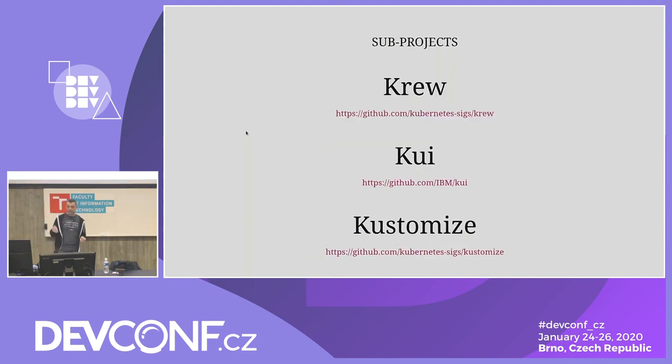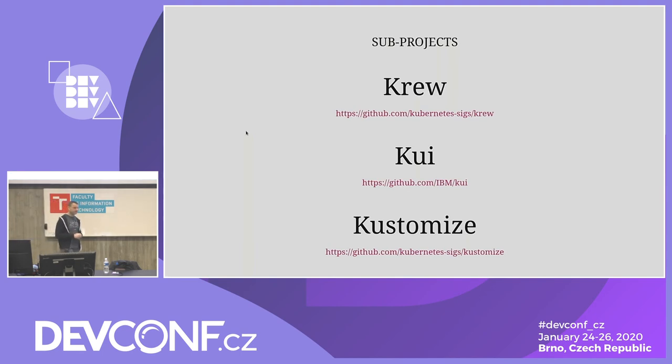Okay, so aside from the crew that I mentioned before, the sub-projects that SIG CLI owns, there are two others that I only shortly mentioned. The CUI is very interesting, and it's currently in the phase of moving off of IBM over to Kubernetes SIGs. It's actually a graphical user interface for kubectl. It's pretty cool. It can have a lot more functionality. It's built on Electron.